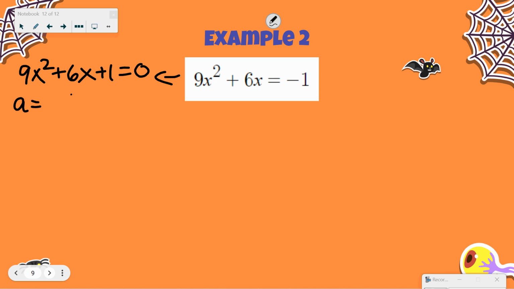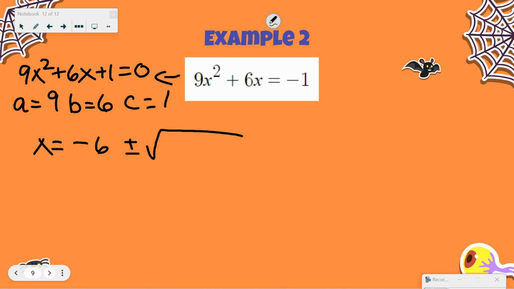So let's jot out what's our a, our b, and our c to help us use that quadratic formula to solve. What do we know? What is a? I heard 9. What is b? 6. And what is c? Great job. So let's go ahead and plug everything into our formula. We'll have negative b, which will end up being negative 6 plus or minus the square root of b squared, which we know is 36, minus 4 times a, which is 9, times c, which is 1. We will divide that all by 2 times 9.